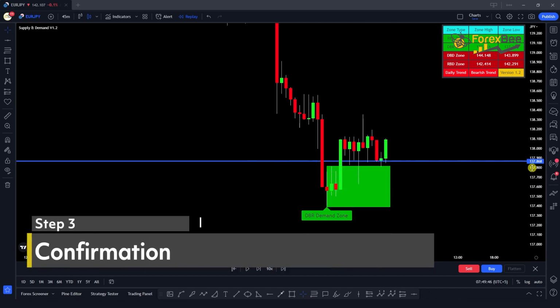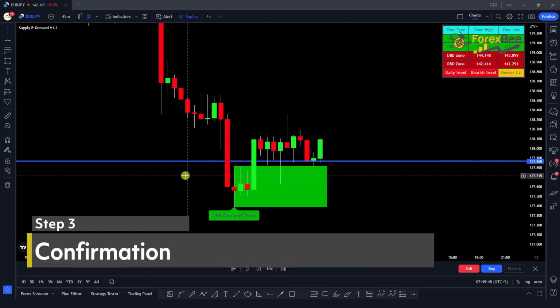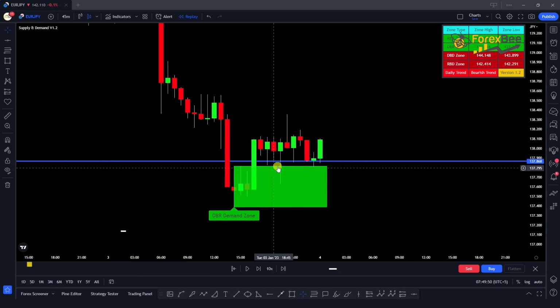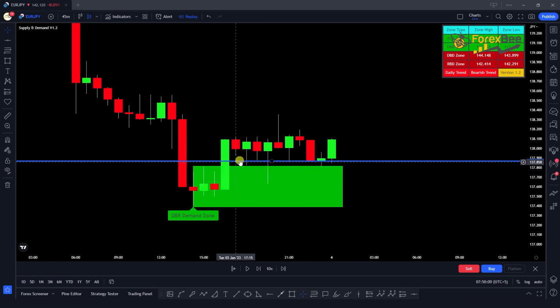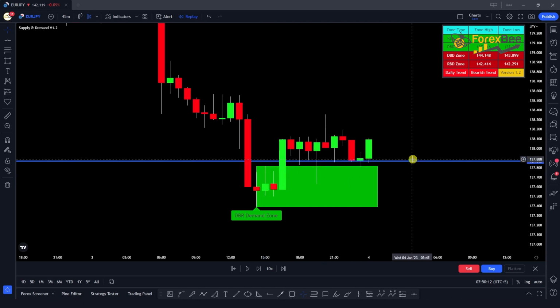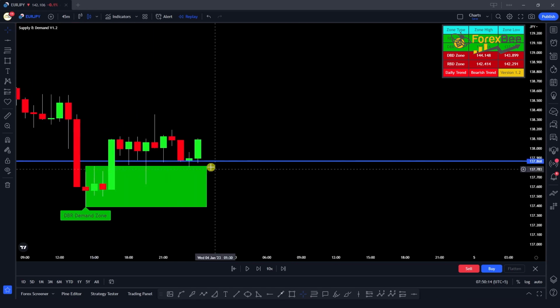Now step 3 is that whenever the market comes back to pick these pending orders, we should also be looking for the formation of any candlestick pattern. For example, here we can see that there is the formation of this bullish pin bar, and with the bullish pin bar, we are noticing that the buyers have good momentum and they will drive the market in the bullish direction. So again, here we can see the formation of another demand zone.